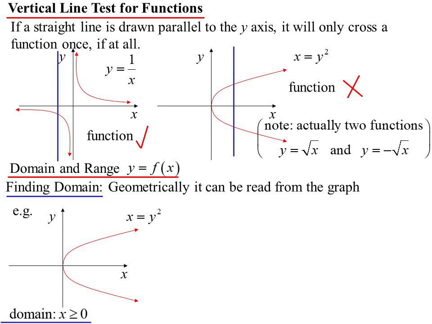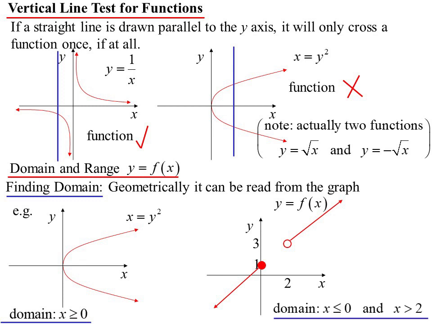So our domain, I've written it as x is greater than or equal to 0. That would be the domain of this particular, well, it's not a function, domain of this relation. You got these sort of weird split graphs, and so again, where does it exist? Well, it exists at x is less than or equal to 0, and also x is greater than 2, not equal to, because we haven't coloured the circle in.